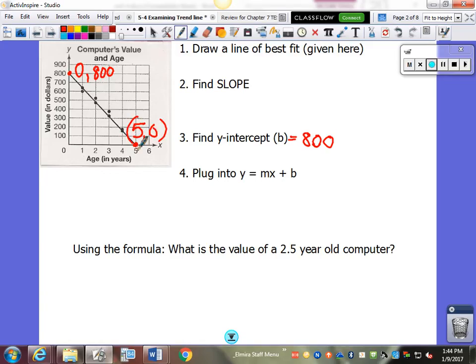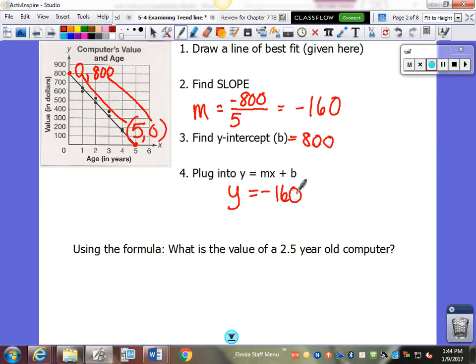To find slope, which is m, remember we're going to work from the bottom up. 0 increased to 5, and 800 decreased to 0. So that's a change of 5 and a change of negative 800. Once that's set up as a division, that's negative 160. Now I can write my y equals mx plus b. y equals negative 160 x plus 800.